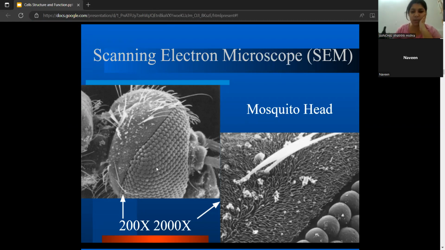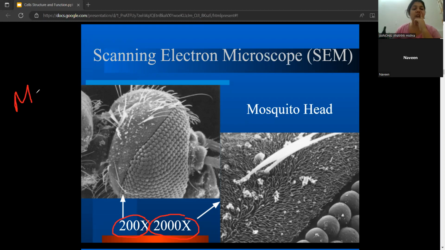See, this is a mosquito head. Now, what is this? The purpose of me telling you this was to let you know about this. What is this 200x and what is this 2000x? Tell me. How much it weighs? How many of those circles are there? No, no, no.